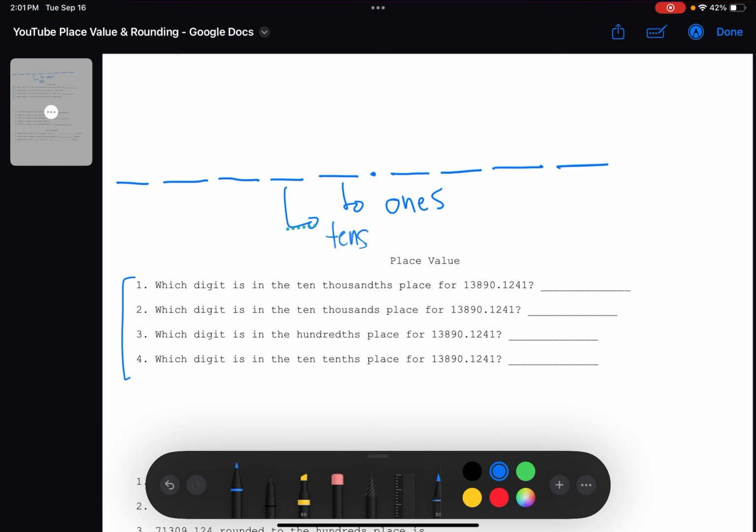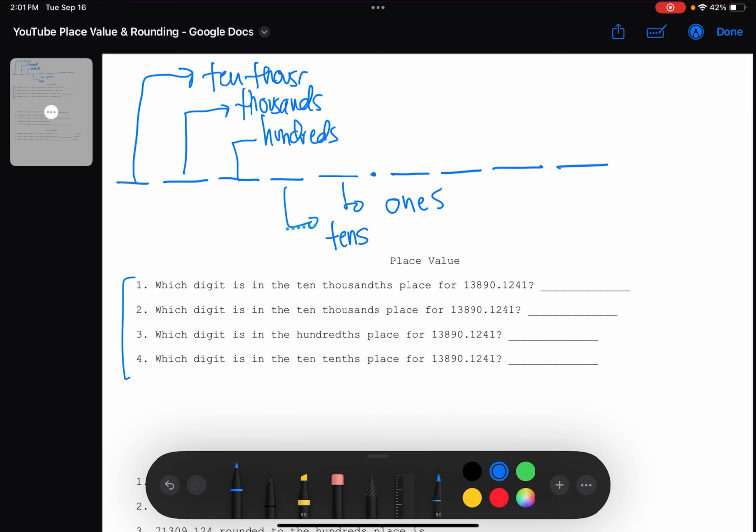digit. Okay, and then over here, this is the hundreds digit. And then over here, it's the thousands. And then the last one over here is the 10,000s. Now, I haven't seen any questions that go further than that, but we'll stop there as the furthest out.